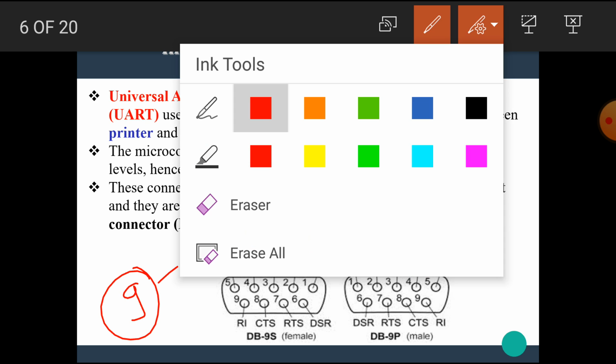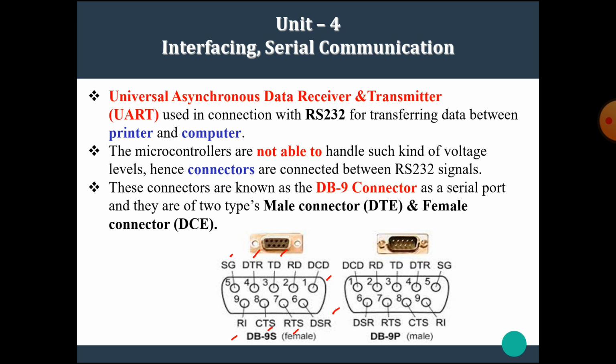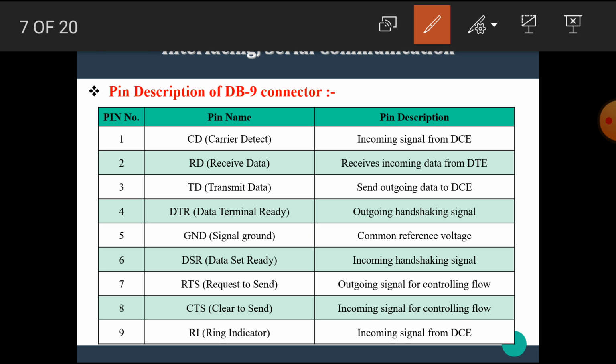Okay, and the 9 pins are DCD, RD, TD, DTR, SG, DSR, RTS, CTS, and RI. What is the meaning of these words? Let's see the pin description of the DB9 connector.